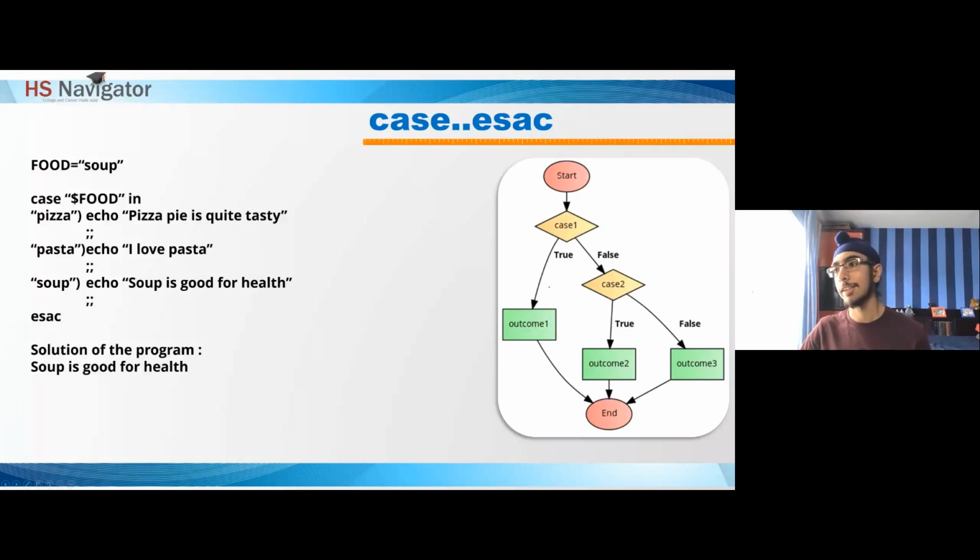And here is a diagram that goes over it like the if statement. So you look at case 1. Is case 1 true? Then you print the outcome of 1 and end it. Is it false? Then you check case 2. Is case 2 true? Then you do outcome of 2 and end it. Is case 2 false? Then you go on to outcome 3 and so on and so forth until you reach the outcome that you want.